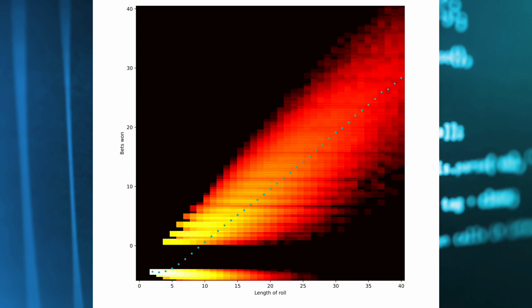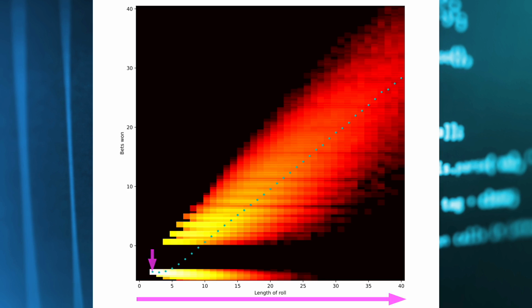This plot is called a heat map. It shows the outcome of each of the 1 million shooters in terms of the length of the roll and the bets won. On the horizontal axis here is the length of the roll. This includes the 7 that terminates the roll. So here, for instance, is a 7-out. It's a roll of length 2. There's no roll of length 1 because there's no such thing. You'll always have a second roll if you want one.